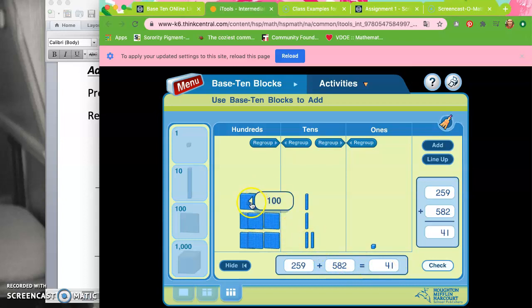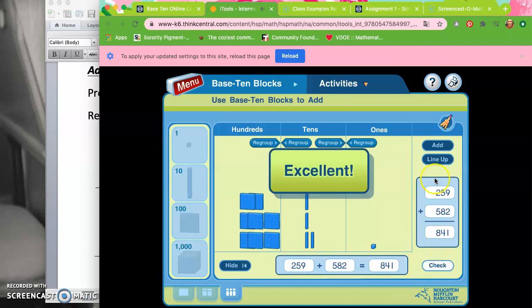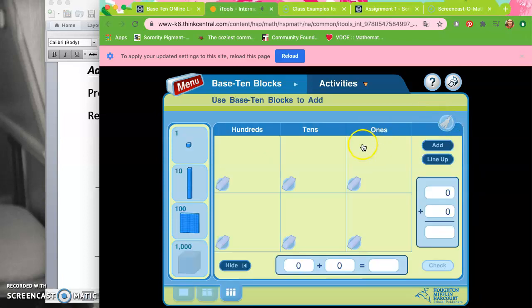And we come over to our hundreds. We don't have to regroup because they're all under 10. And we have 1, 2, 3, 4, 5, 6, 7, 8. 800s. So that gives us an answer of 841. We check it and it's correct. So we're going to clean this up and we're going to go to the next problem.